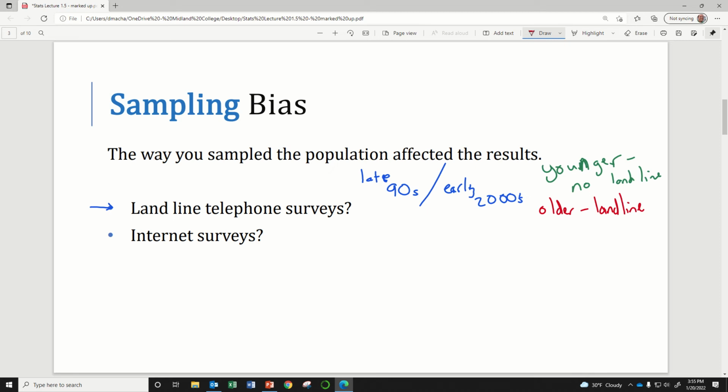And then the same thing for internet surveys. The internet was becoming widely used during the 90s. If you had conducted a survey over the internet in the 90s, more young people were learning how to use the internet, and older people who grew up without the internet and were accustomed to life without it were less likely to be online, participating in surveys. An internet survey might have that sampling bias towards the opinion of the younger generation. So anyways, the way you choose to sample your population can affect your results. If that is the case, we call it sampling bias.